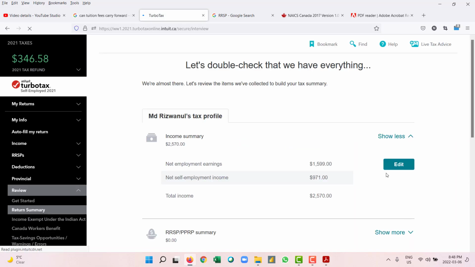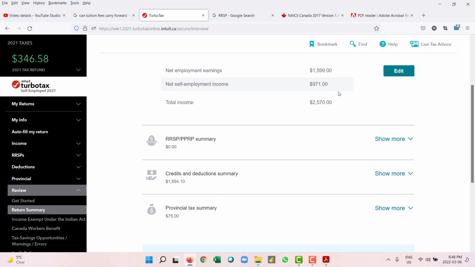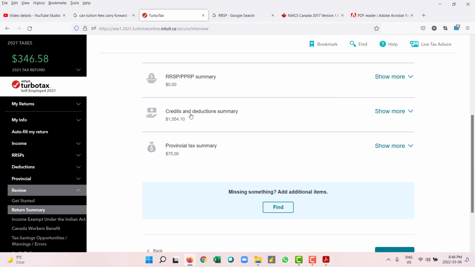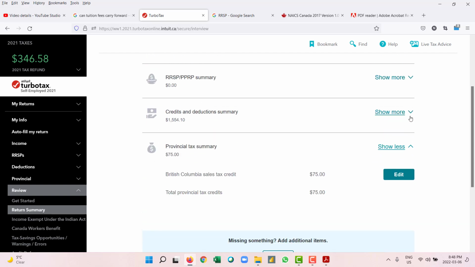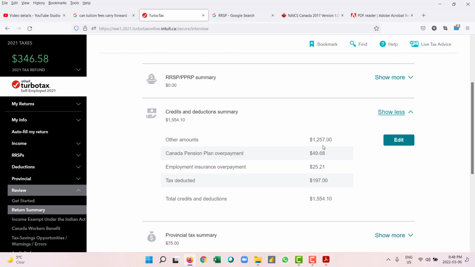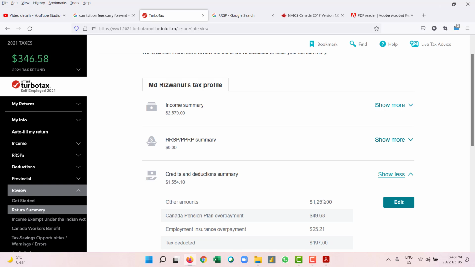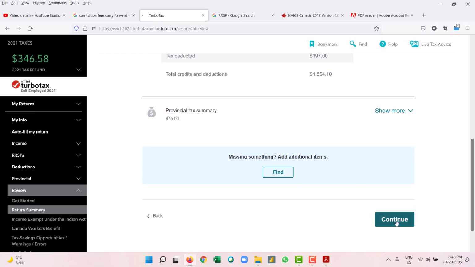Click continue. The regional tax profile is now showing everything. RRSP zero, credit or deduction summary, and provincial tax summary. Show more. Click show more. Other amounts: Canada Pension Plan overpayment, employment insurance tax deducted. The software does all the things. You just need to input the information. Don't worry about it at all.